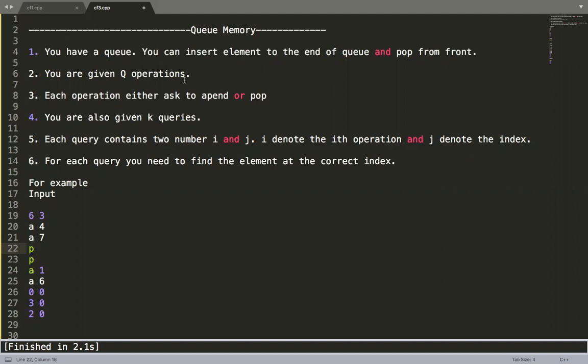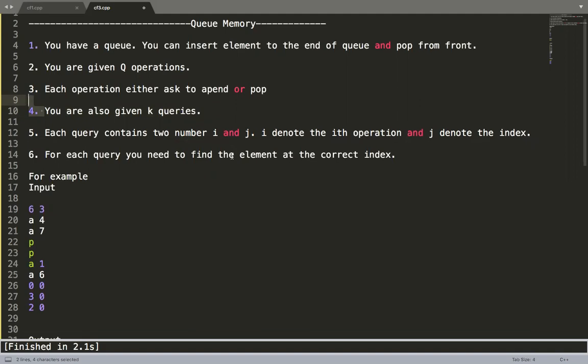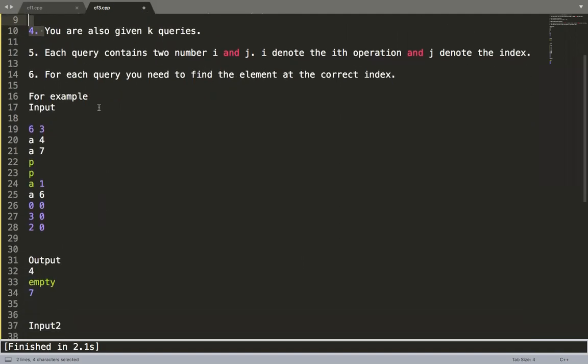So you are given operations. Each operation will ask you to either append or pop. You are also given k queries. Each query contains two numbers, i and j. Each query asks that after the ith operation, what is the value at the jth index. Okay, so let us look into the example. It will make it more clear.